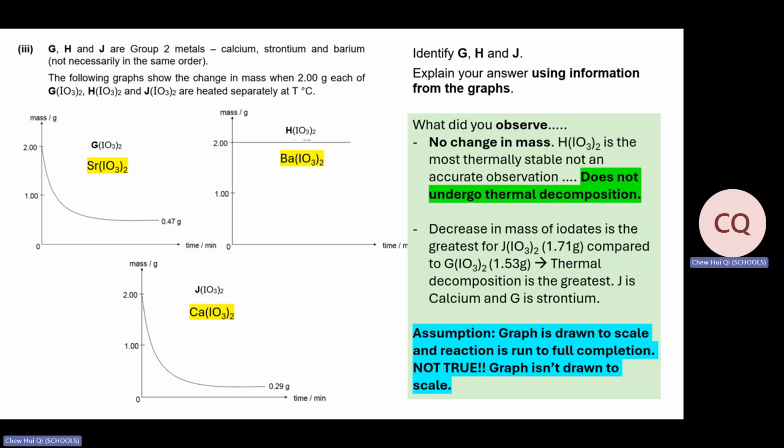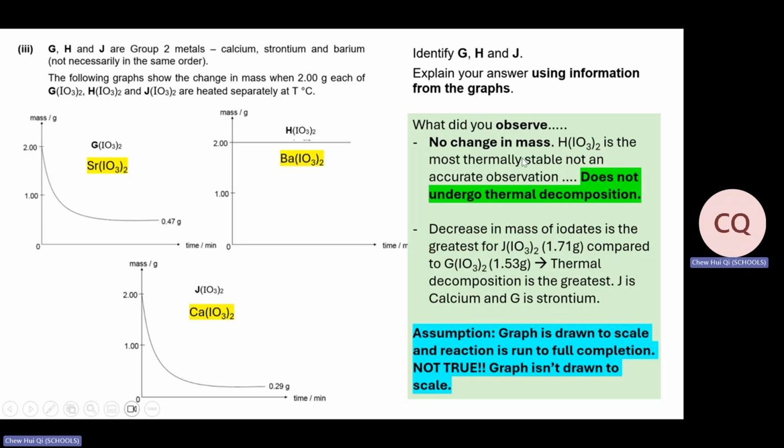Okay, I'm at point number 1 right now. Most of you say that there's no change in mass, and then you deduce that H iodate is the most thermally stable. However, I tell you that this is not an accurate observation. With no change in mass, what can you deduce out of it? Is that thermal decomposition? No, right?